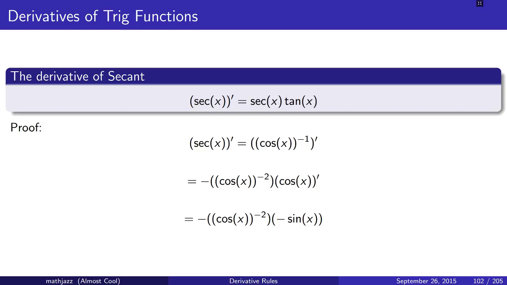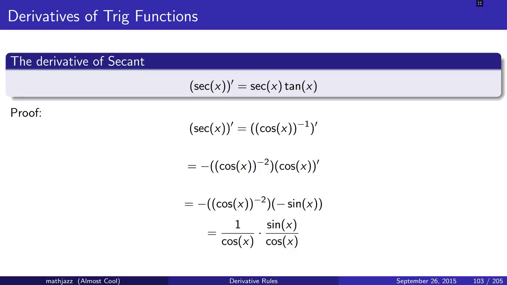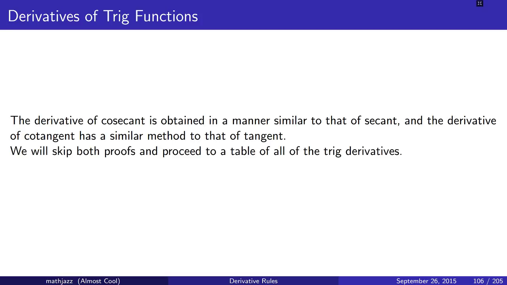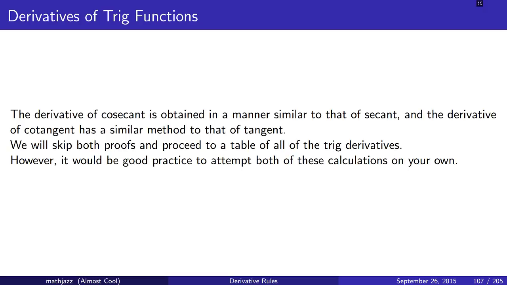So we get negative cosine to the negative second power times negative sine of x. And that gives us 1 over cosine of x times sine of x over cosine of x. And we get that as secant times tangent, which is what we said it would be at the top of the slide. The derivatives of cosecant and cotangent are obtained in similar method. We'll skip both of these, but it would be good practice to do on your own at some point in time.